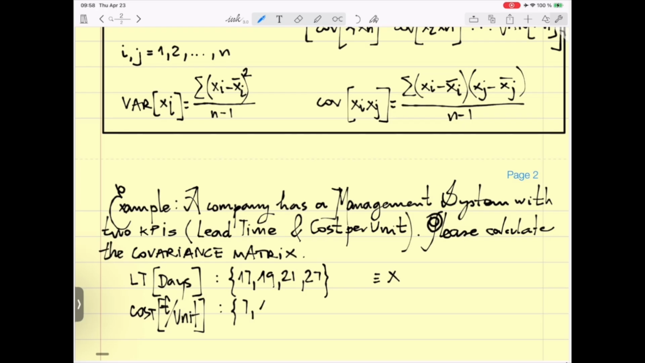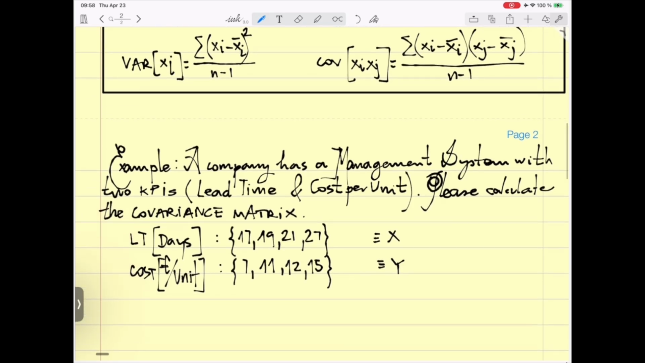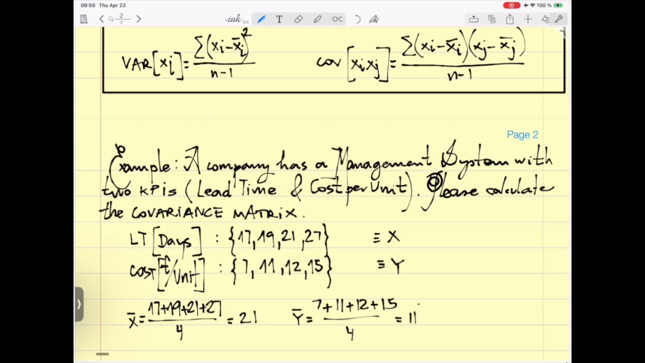It has the values 7, 11, 12, and 15. And this has the name y or epsilon. Okay, so the mean value of x is 17 plus 19 plus 21 plus 27 divided by 4. This yields 21. The mean value of y is 7 plus 11 plus 12 plus 15 divided by 4. This is going to yield 11.25.